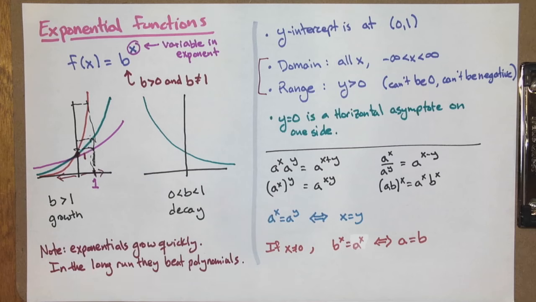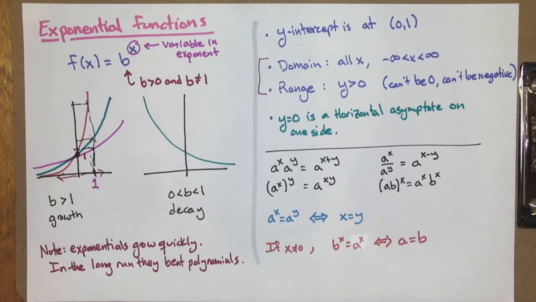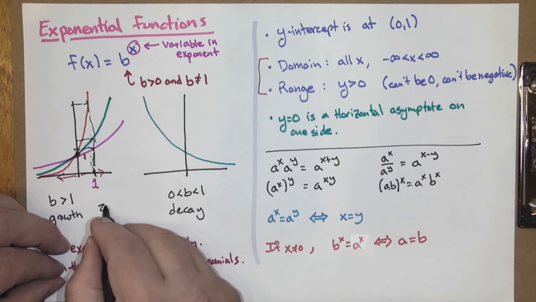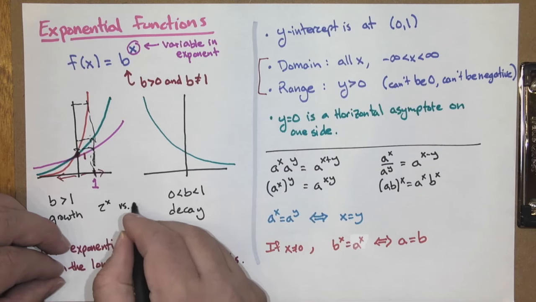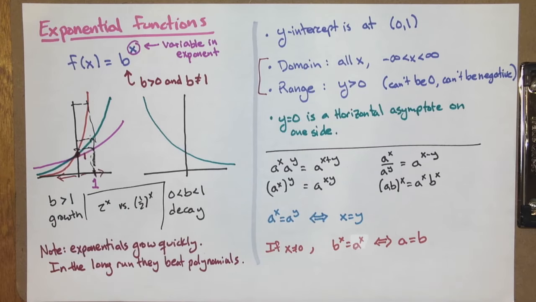So that's our decay. If you look at these two pictures, they kind of look like mirror images. And there's actually a reason for that. Think of 2 to the x versus 1/2 to the x. The first one is an example of growth. The second one is an example of decay.